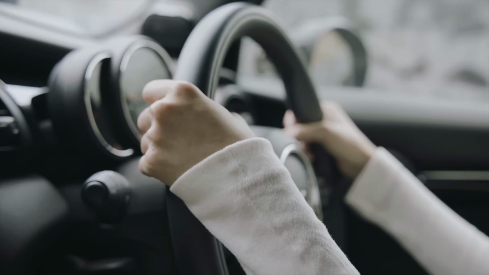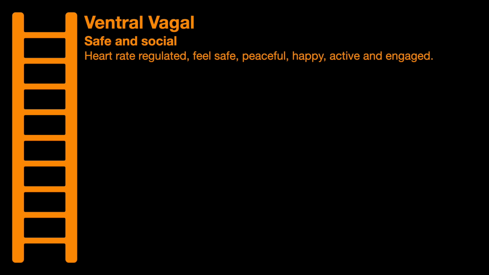So Sarah is driving to work with her husband in the passenger seat, and they are singing along to their favourite song. Her nervous system is in a place of safety and connection. The ventral vagal branch of her parasympathetic nervous system is active. Her heart rate is regulated. She feels safe, peaceful, happy, active and engaged. The world feels like a safe place, and she is at the top of the autonomic ladder.